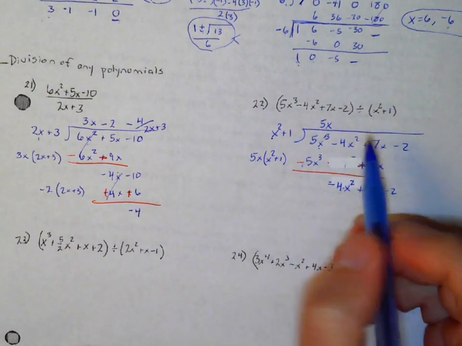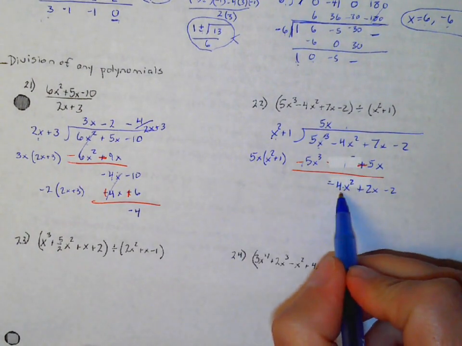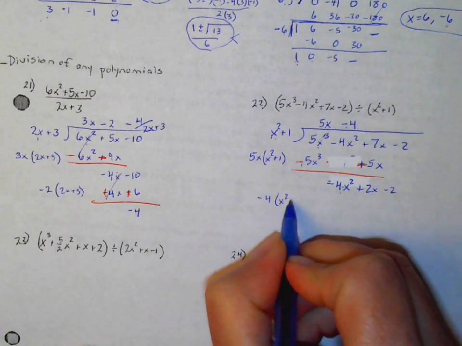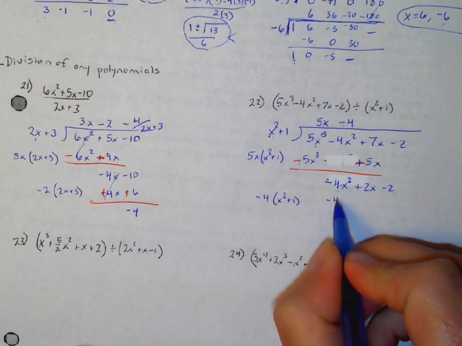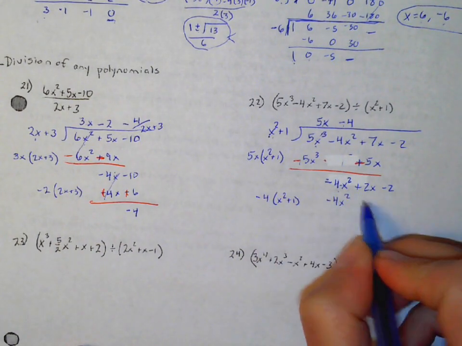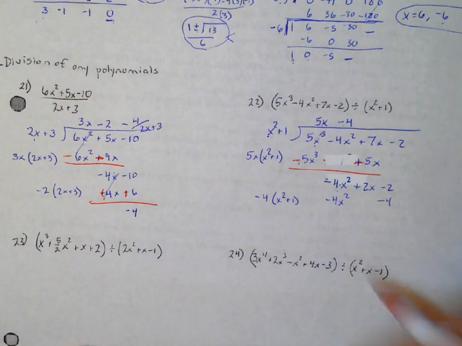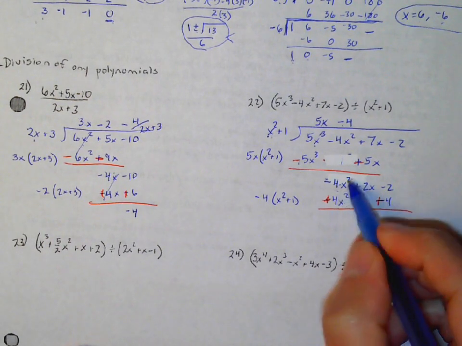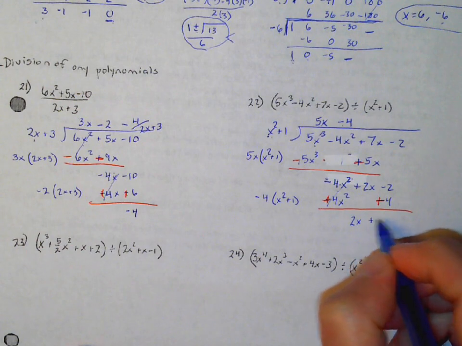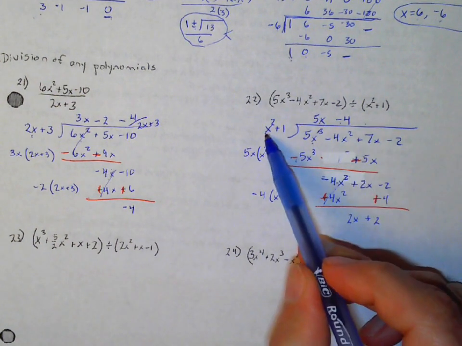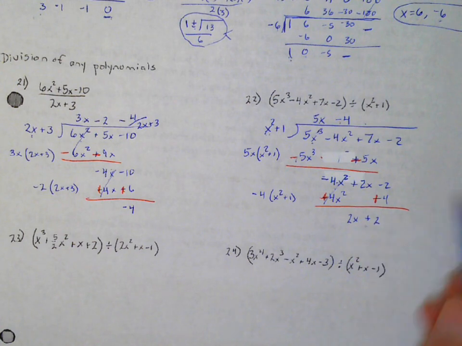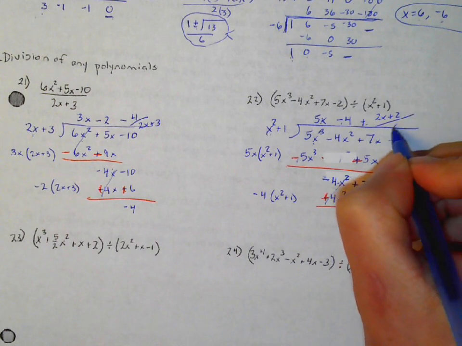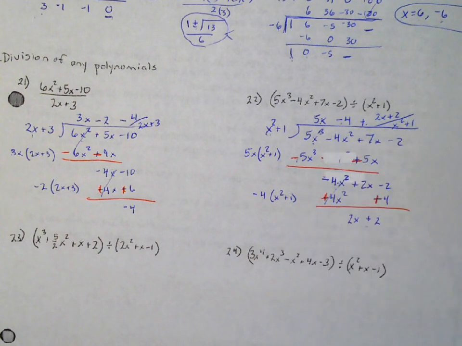Next term. What times x squared is negative 4x squared? It's negative 4. So if I take negative 4 times this x squared plus 1, gives me negative 4x squared minus 4. I don't want to put it here, right? So I want to put it there with the like terms. And I'm going to subtract. So these cancel out, and I'm left with 2x plus 2. Now, will anything times x squared equal 2x? Nope. So that's going to be my remainder. So I have 2x plus 2 divided by my x squared plus 1 as my solution right there.